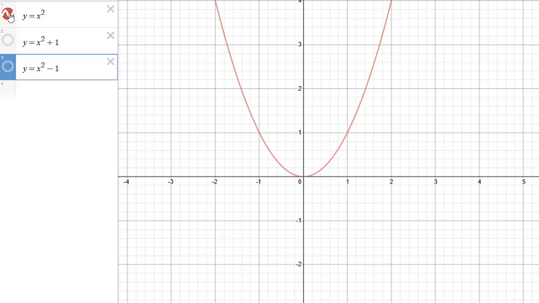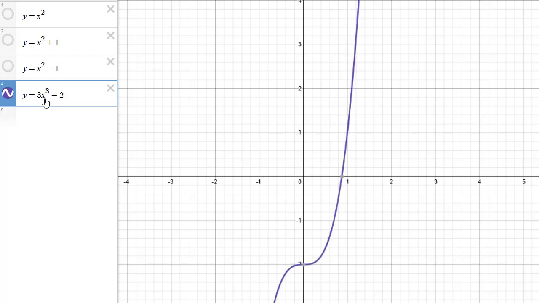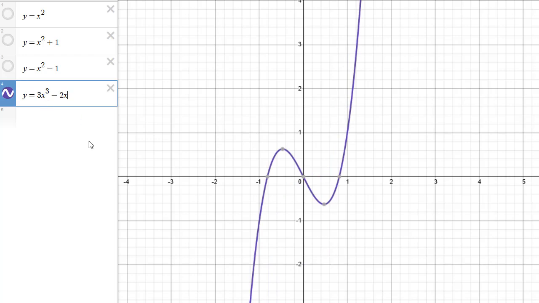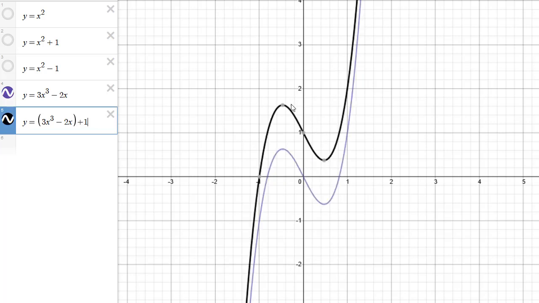I could start off with something maybe that's a little more complicated than this. Y equals 3x cubed minus 2x. Okay, so there's my function right there. If I want to shift it up by 1, all I do is take that function, put it in parentheses to really show what's going on, 3x cubed minus 2x, plus 1. And it shifts it up by 1. Every point on the original graph is now shifted up by 1. Every single one of them.